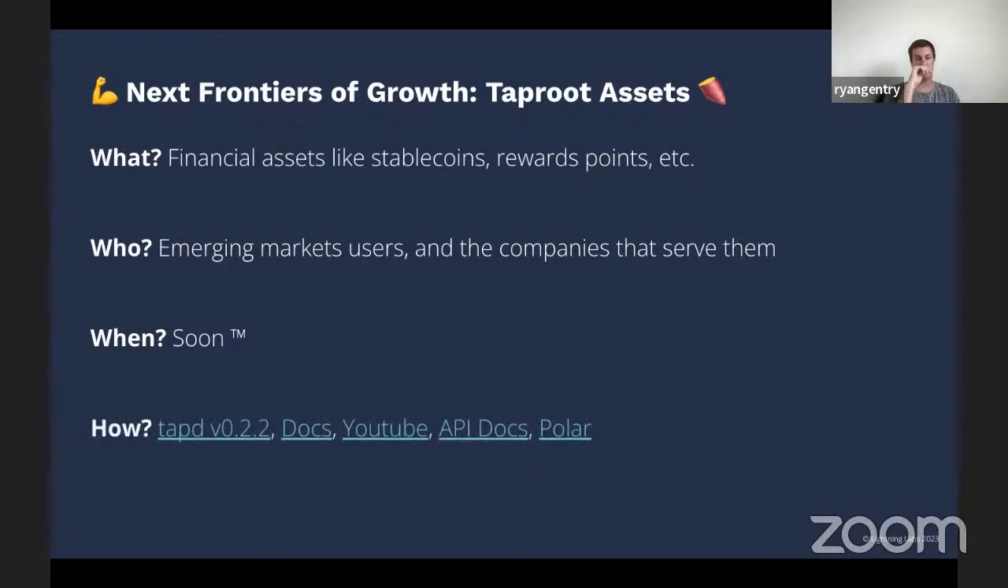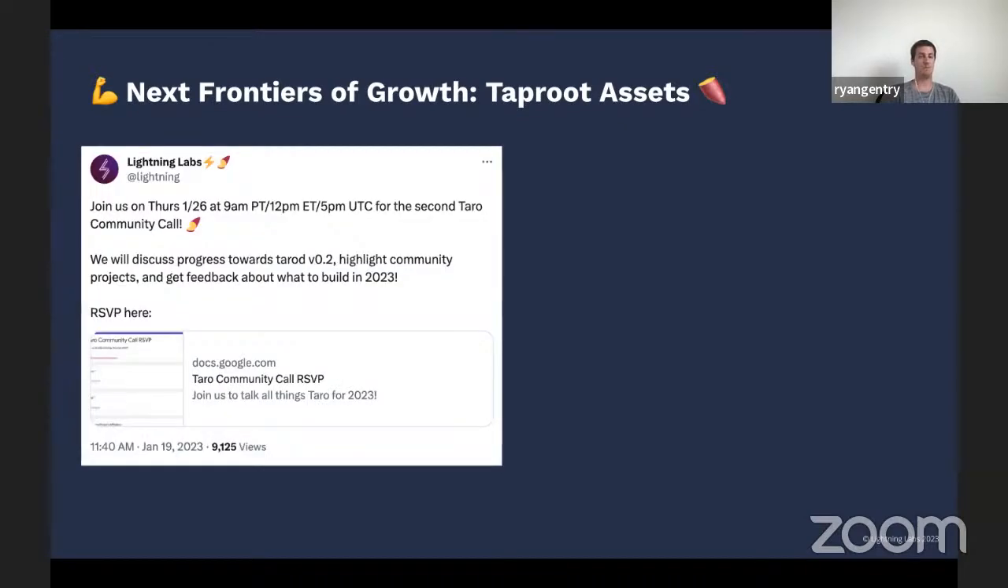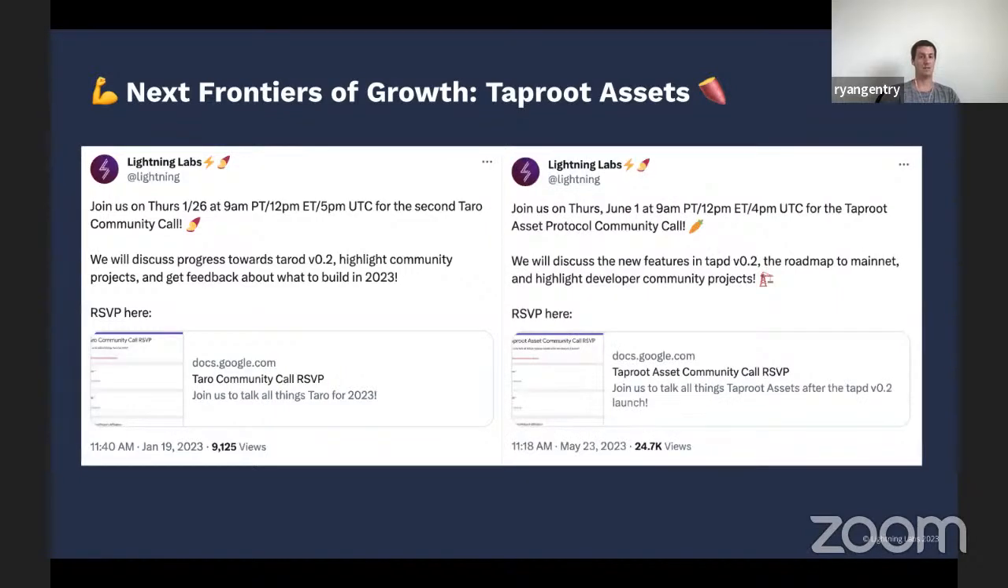And here I have some links. We have TAPD 0.2.2 out today. We have docs, we have YouTube videos, we have API docs, and of course we have the great Polar tool for rapid prototyping. So yeah, this was our last community call. We'll have another one soon to keep everybody updated about the progress there.